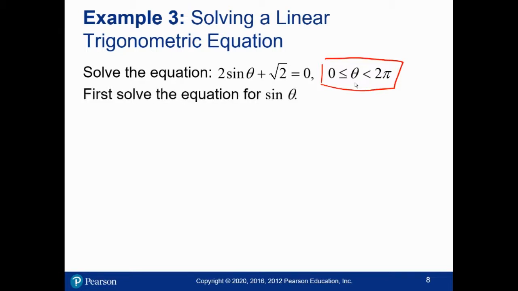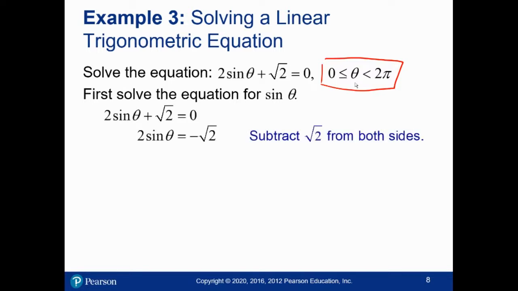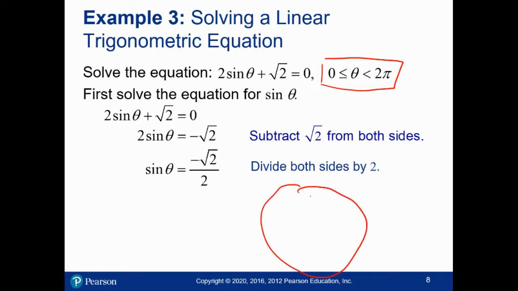So what we want to do is solve for theta. So we subtract the root 2 and divide by 2. And now the question becomes, what are the angles in the circle whose sine is negative root 2 over 2? And I'll end up having to delete this, but we draw the unit circle. Okay, that's supposed to be the unit circle with axes that are perpendicular.